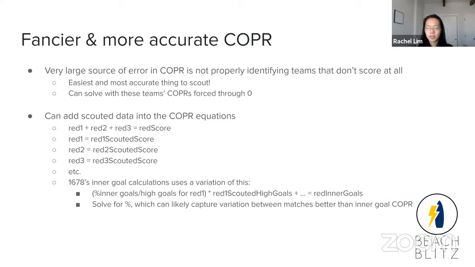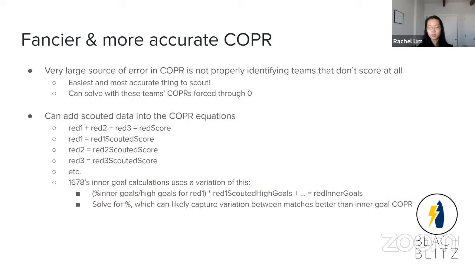But in general, I would say just treating a negative OPR as 0 isn't much worse than trying to change COPR. Something that does have a fairly large effect, but I don't have enough data to quantify it, is to combine scouting data in.